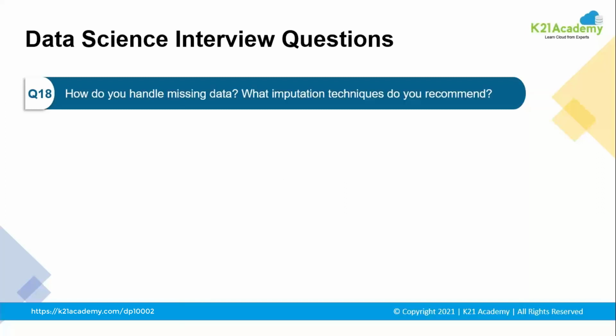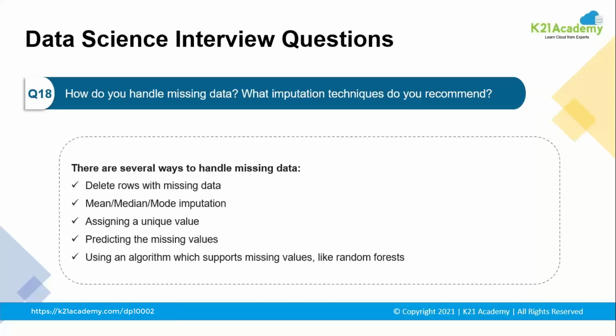So moving on to the next question, how do you handle missing data? What imputation techniques do you recommend? First off, what exactly is missing data? When you're a data scientist and you have to create a model, you require a huge amount of data. Especially when it's raw data, it's not an ideal condition to have all the values present or perfect. So this is where you have to deal with missing data.